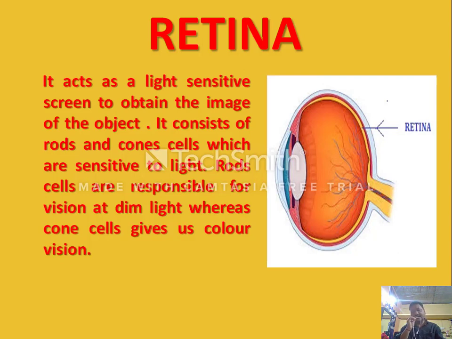color vision. So which cell is responsible for color vision? Cone cells. And which cell enables night vision in dim light? Our rod cells. Now there is a question for you. Dogs and cats lack cone cells. So tell me whether they will see a black and white figure or a color figure.